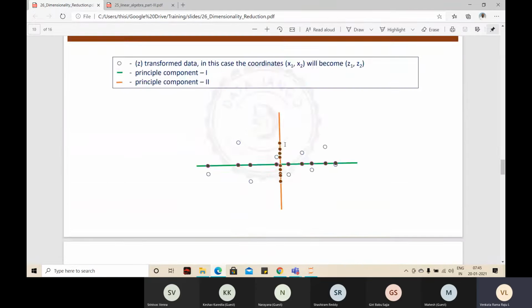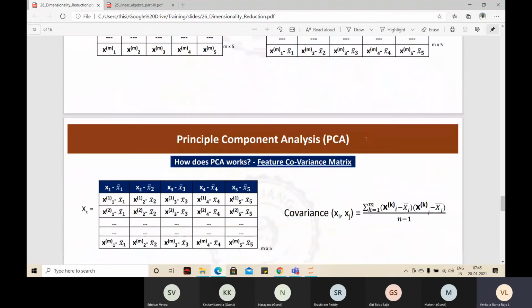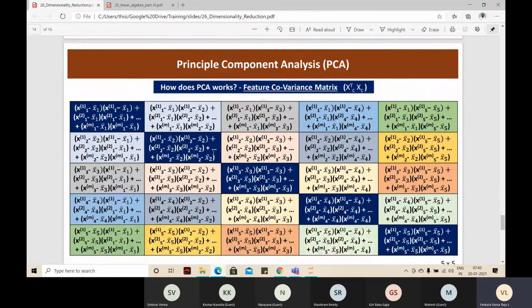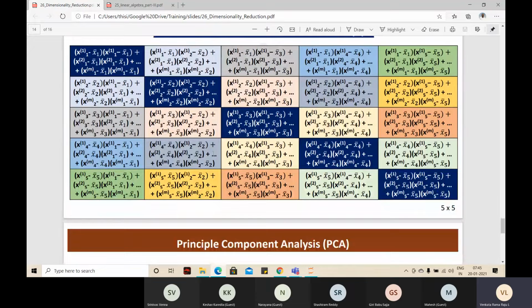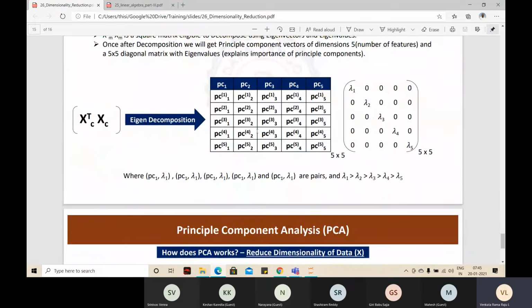How will we do that? Take the data, mean center it, right? Then calculate X transpose X so that you get the covariance matrix. On this covariance matrix, we are applying eigenvector decomposition. That's creating a 5 by 5 matrix because there are 5 columns.